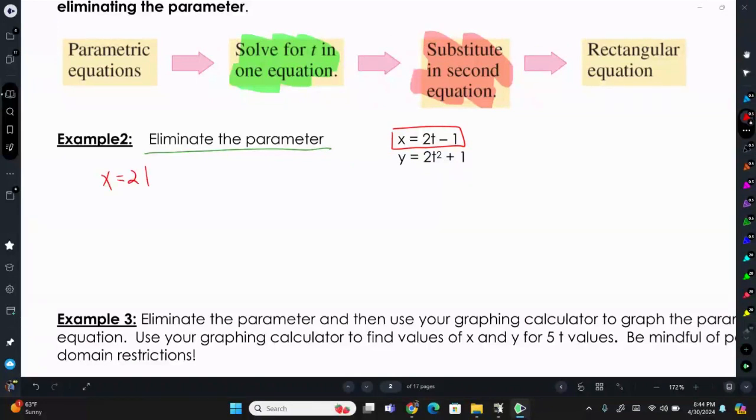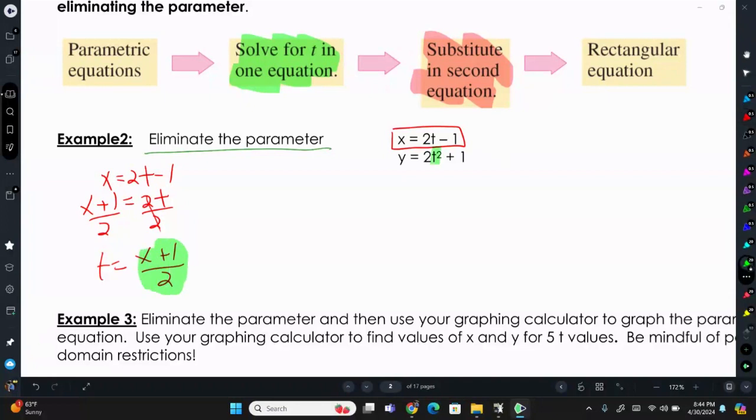So x equals 2t minus 1. Add 1 to both sides. x plus 1 equals 2t. Divide both sides by 2. We get t equals x plus 1 over 2. Now we're going to substitute this entire thing into t. So then it's going to be y equals 2, but instead of t, we're going to write what t equals. x plus 1 over 2 squared plus 1.